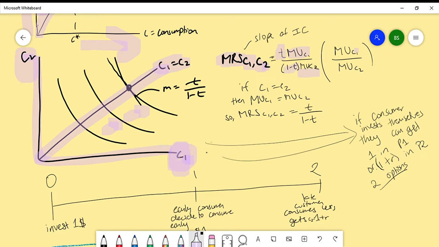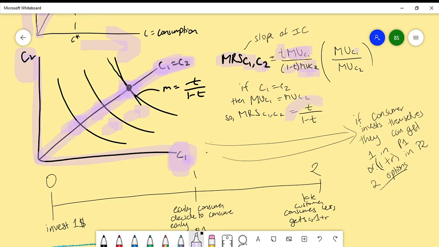Now, at this point C1 equals C2. Since these two are equal, MUC1 and MUC2 will both be equal, which means the marginal rate of substitution, if I'm on this line, either over here or over here, is going to be t over 1 minus t. We don't have to worry about the negative sign. But yeah, it's t over 1 minus t.